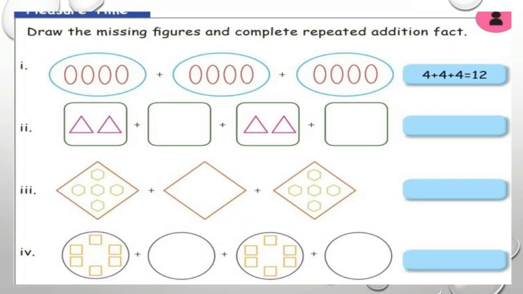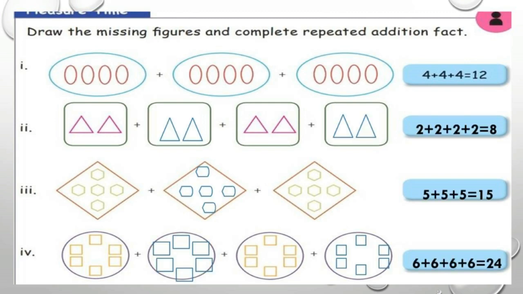Pleasure time. Draw the missing figures and complete the repeated addition facts. First one, you can see the oval shapes in 3 groups. How many oval shapes in a group? There are 4. So 4 plus 4 plus 4 is equal to 12. Now look at the second one, 2 and the empty box is given. Here you have to draw 2 triangles, and in the last box you have to draw another 2 triangles. So 2 plus 2 plus 2 plus 2, that is 4 times 2, is equal to 8.